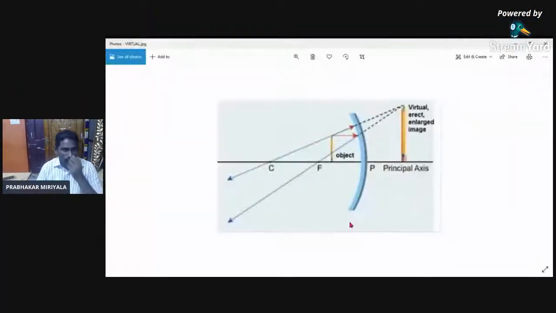So this is the visual image. If you observe, this is the object here and this ray which is parallel to the principal axis, after reflection it passes through the focus. This is the reflected ray. And another ray, this is the ray which is passing through the center of curvature, and after reflection it comes back into the same plane. So same path. If you observe, these two rays will not intersect after reflection.